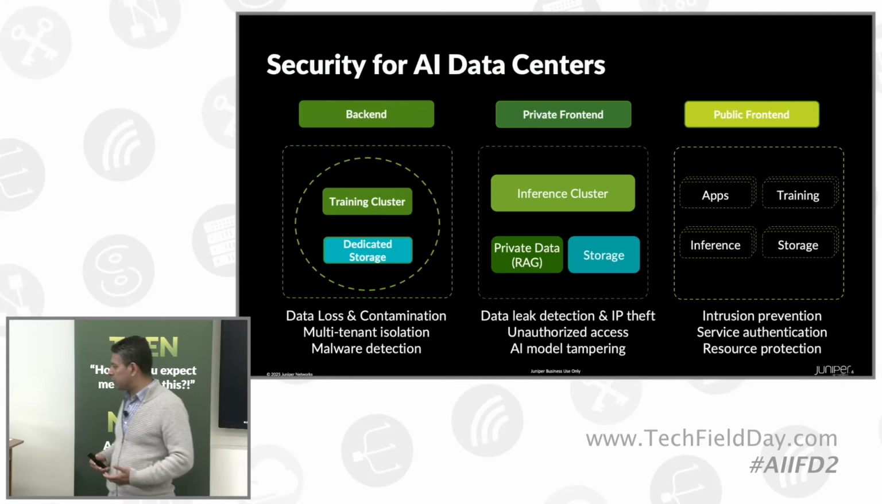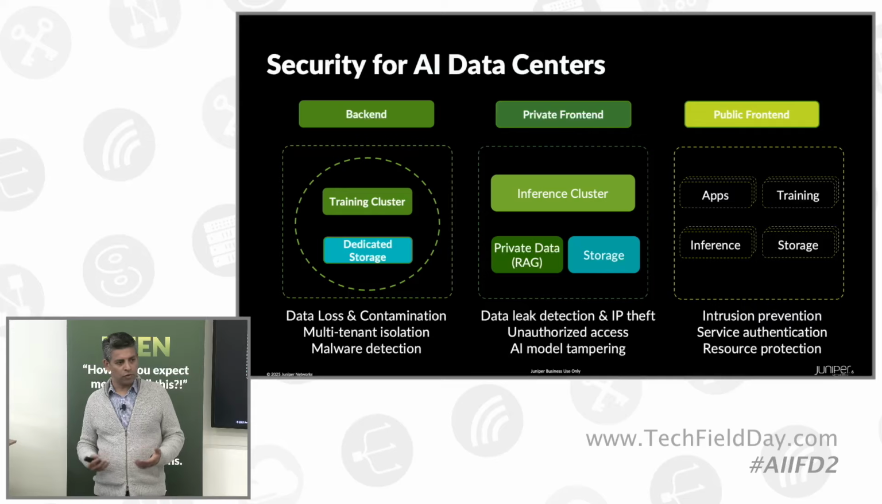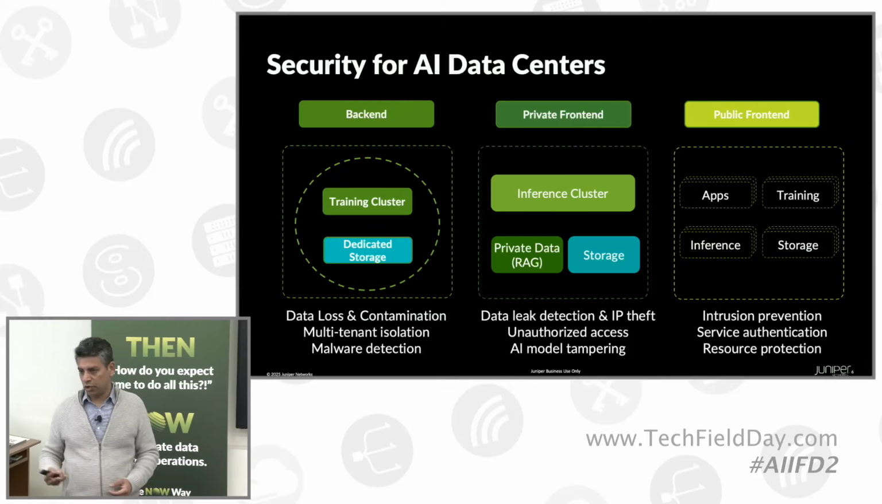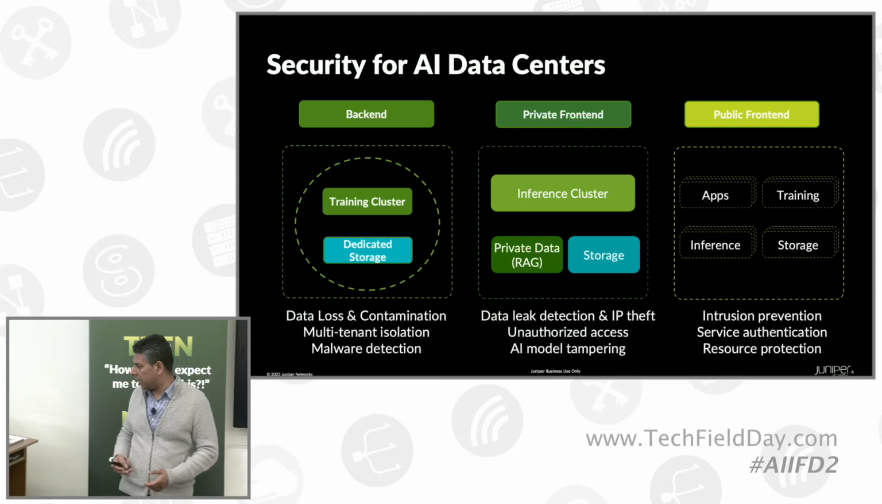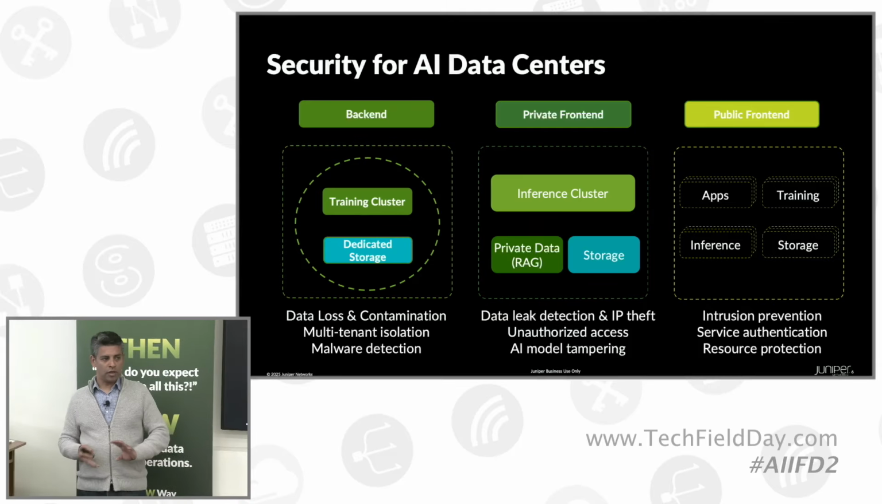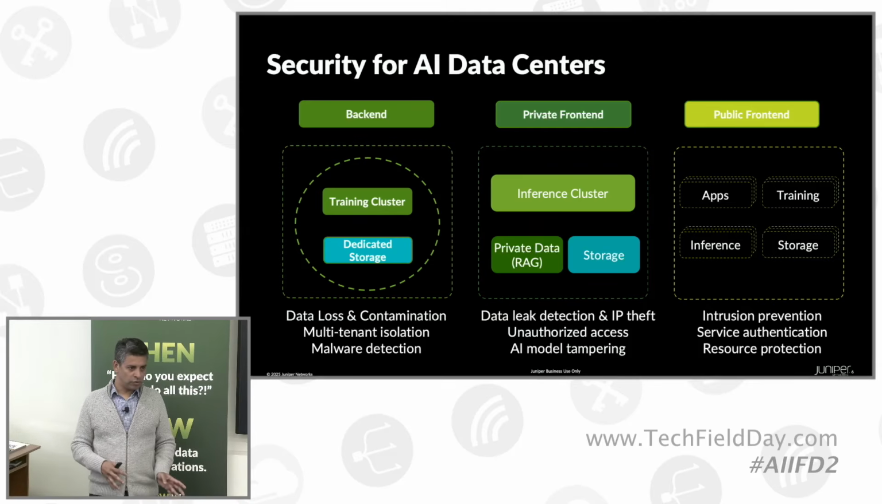On the private front-end networks, if you've got something compromised, like a compromised machine learning model, which is the example we'll see, you have IP theft or data loss that can potentially happen. And you've got tampered models that you want to be able to detect.